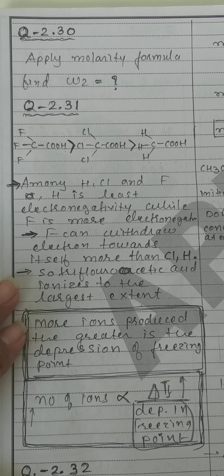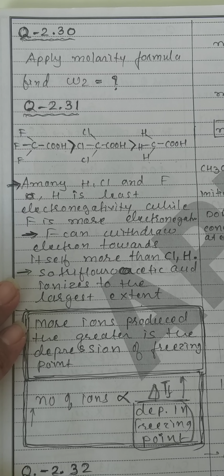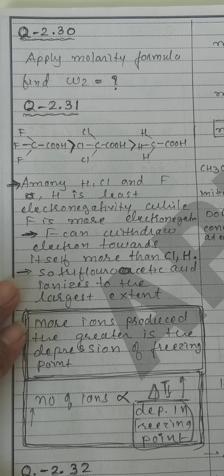Okay. Now another question, that is 2.31. It's a conceptual question. The depression in freezing point of water observed for the same amount of CH3COOH, trichloroacetic acid and trifluoroacetic acid increases in the order given above. Explain briefly. Now see, the increasing order of acidity is given: CH3COOH, trichloroacetic acid, and trifluoroacetic acid is the most acidic. Now we have to explain this sequence.